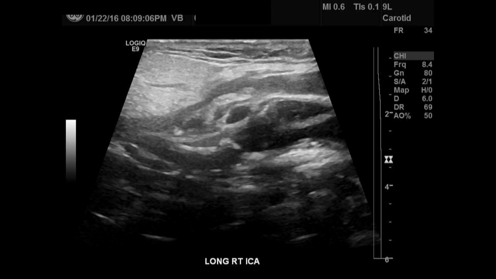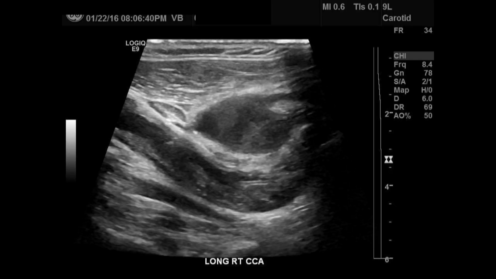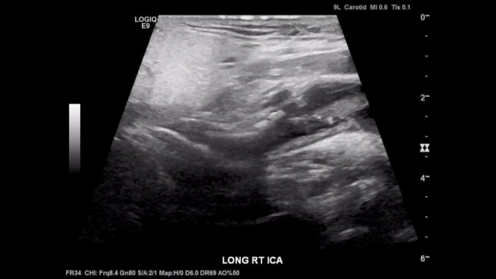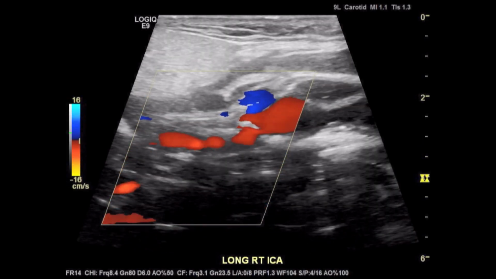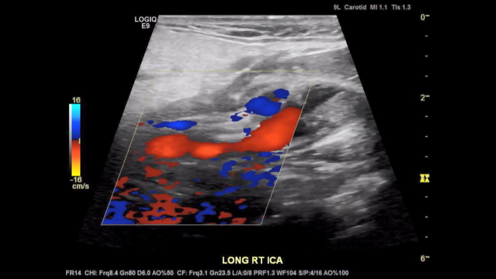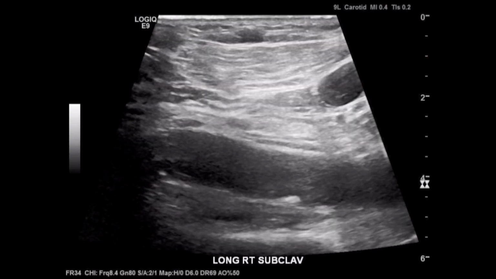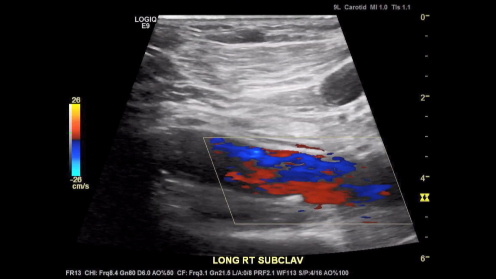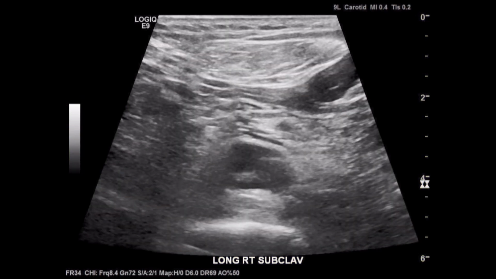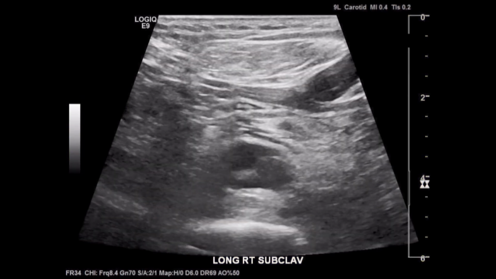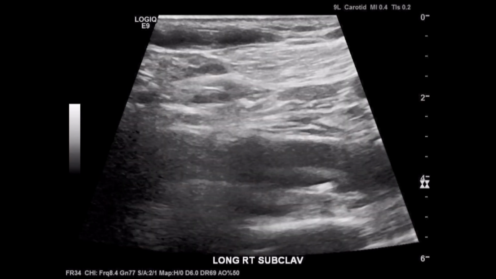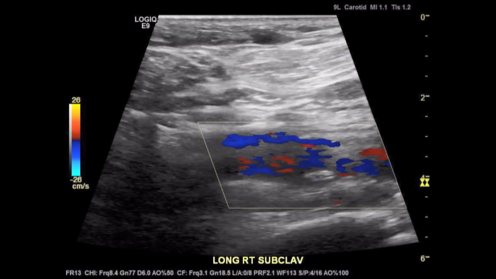I just want to go back a little bit and see that. So there was no color box put on the longitudinal view, but the color box is just present in the ICA and the ECA. I hope that we'll see the flap here, and here's a flow in the common, and again that's your dissection in the subclavian. And what you see on the subclavian is that you have two lumens, and here's your two lumens, the false and the true.